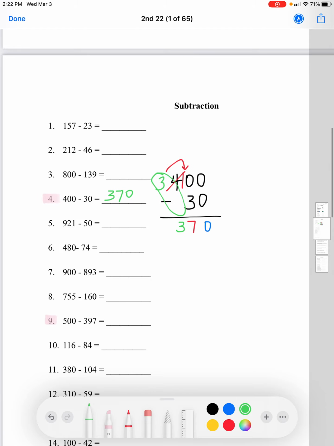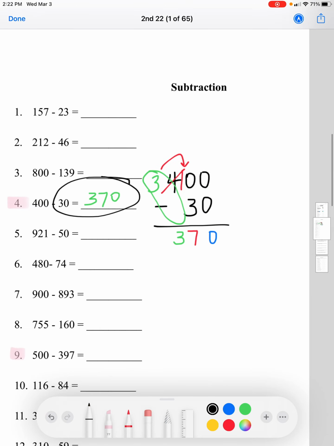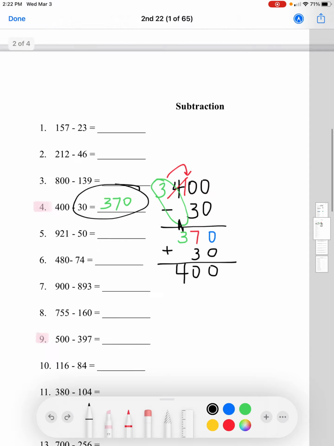If you want to check your answer, just add these two numbers up together. Let's add the 30 to the 370 to make sure we get 400. 0 plus 0 equals 0. 7 plus 3 equals 10. Regroup, 1 plus 3 equals 4. And we got this number right here, so we know that we did our work right.